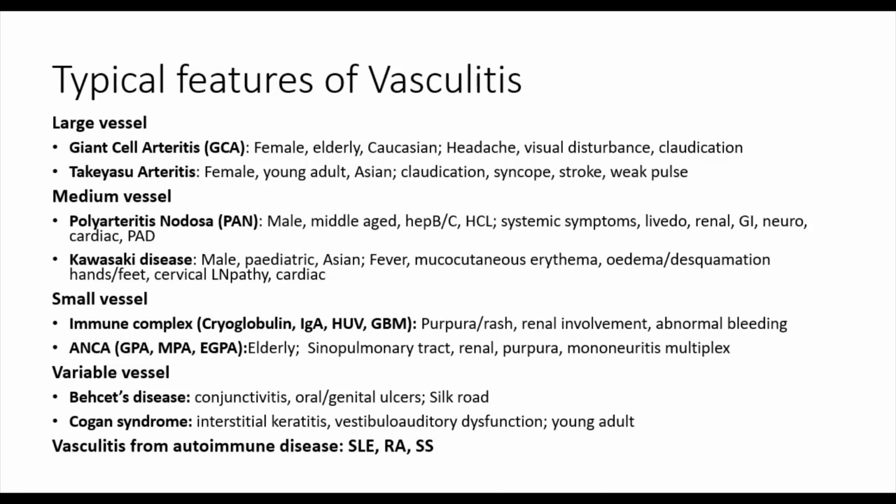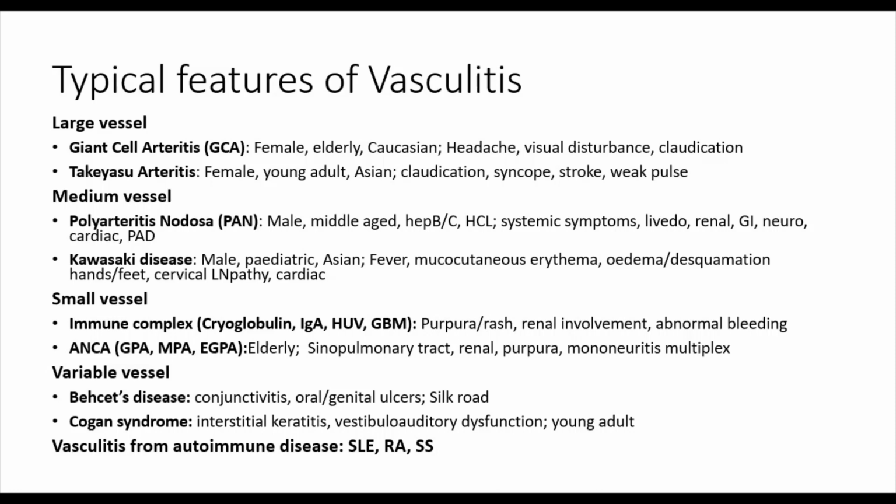If there is severe disease, patients can present with syncope, develop strokes because of the vascular compromise, and in chronic disease states, patients may have a weak pulse, hence the colloquial term pulseless disease. In terms of medium vessel vasculitis, the main subtype that affects adults, although is still very rare, is that of polyarteritis nodosa, which tends to affect males and has disease onset in middle age.